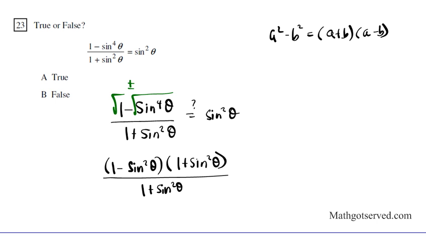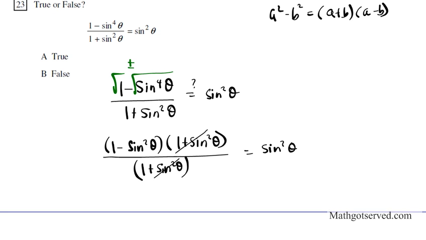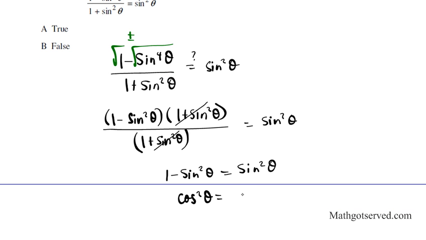Now, is that equal to sine squared theta? Let's see. These two divide out, and then we have 1 minus sine squared theta. Is that equal to sine squared theta? If you use your Pythagorean identities, you find out that this is equal to cosine squared theta. So is cosine squared theta equal to sine squared theta? Absolutely not. So this is a false statement. It's false, false, false.